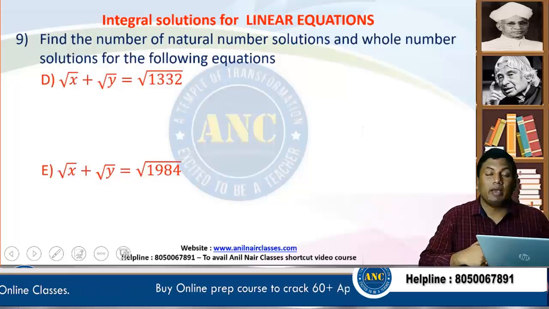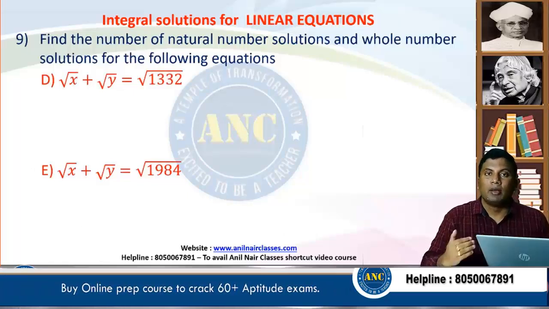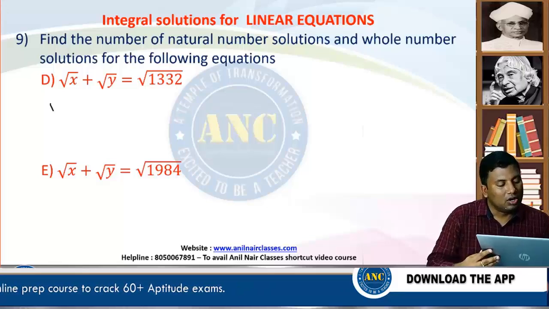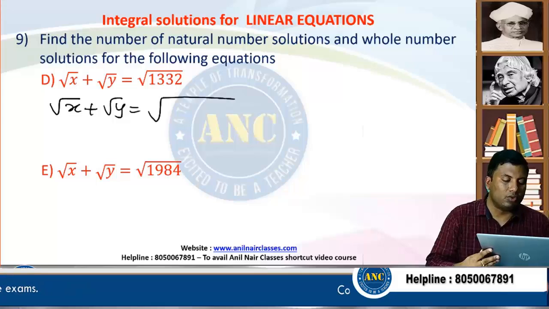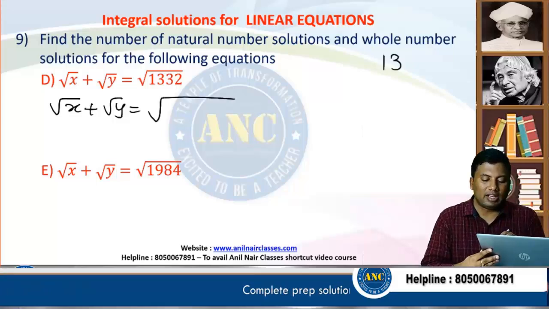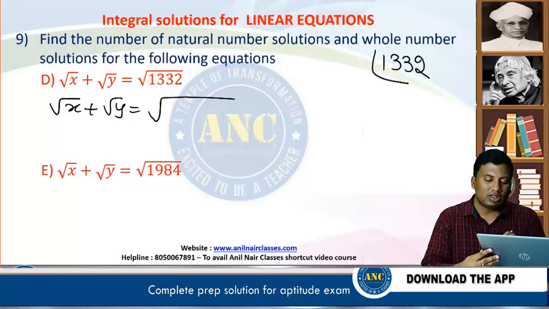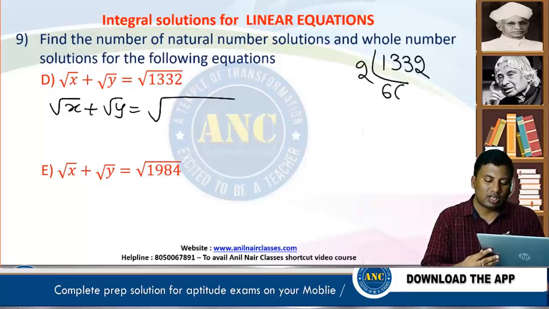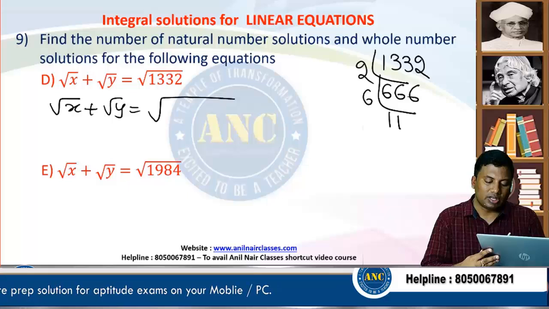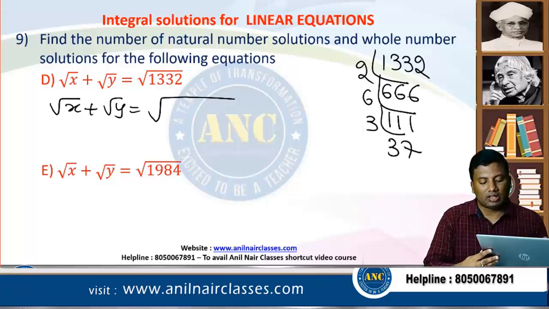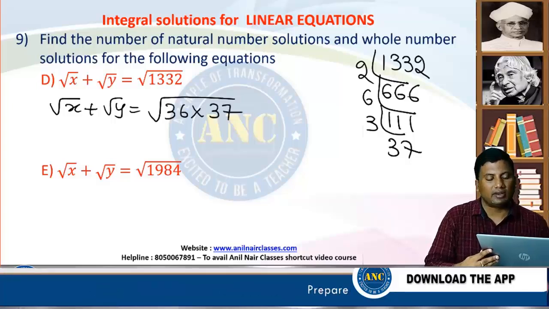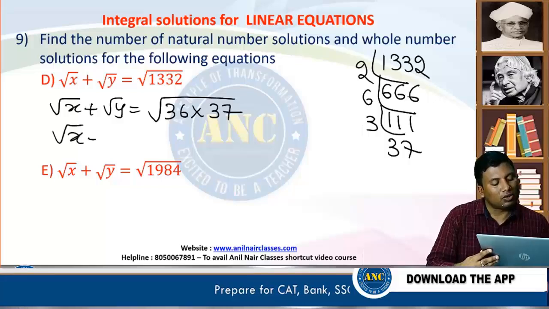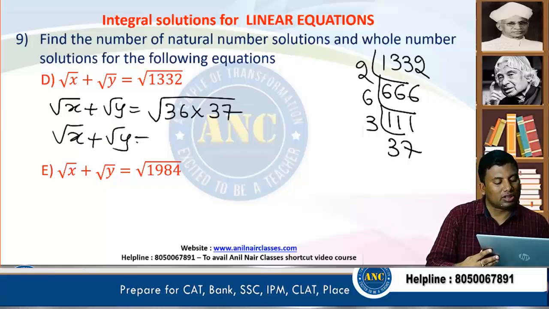Problem number D. He might actually change this question by giving an irrational function: root x plus root y equivalent to root of 1332. Let me factorize 1332. 2 6s are 12, 3 3s are 9, 3 7s are 21... so it is 36 into 37. Root x plus root y is 6 root 37.